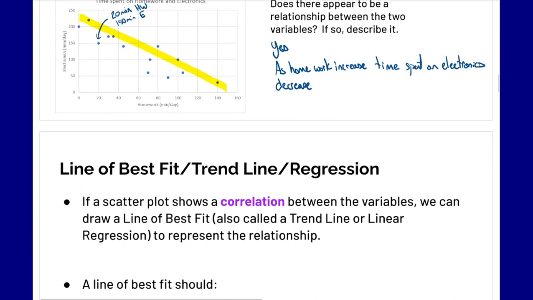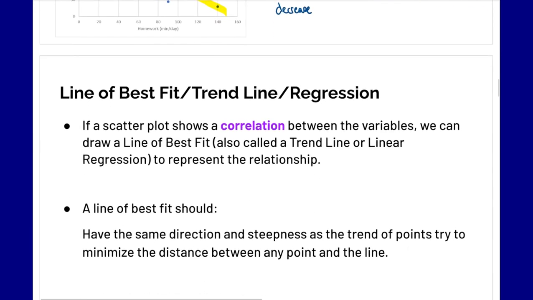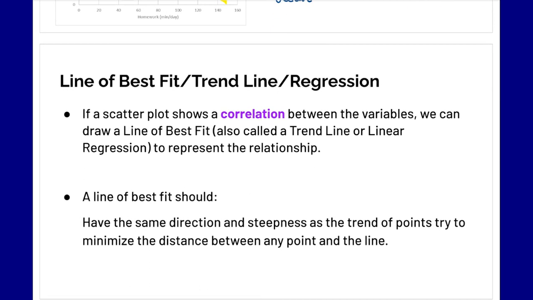Now, what I did to kind of show that trend was I drew a line to kind of represent where the data was going. And so if there is a correlation, or if we think there's a relationship between the variables, similar to what we just saw, we can draw a line of best fit to represent the relationship, right? So it gives us an idea of what is happening. We might also call that a trend line or a linear regression.